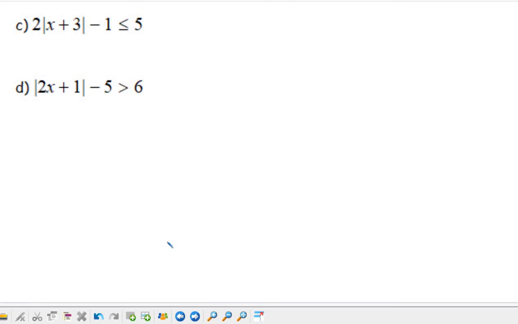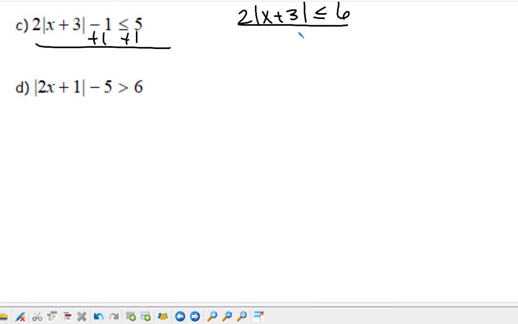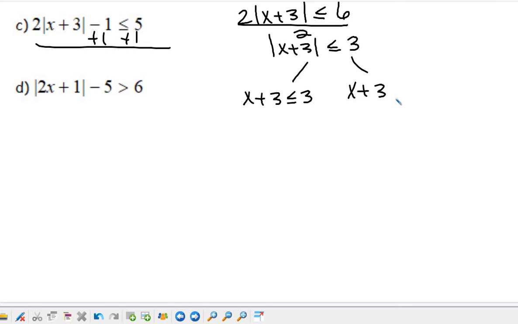So absolute value inequalities work very similar. So the first thing we have to do is get our absolute value isolated. So I'm going to add 1. So I have 2 times the absolute value of x plus 3 is less than or equal to 6. Divide by 2. So I have the absolute value of x plus 3 is less than or equal to 3. So I write exactly what I see, just like equations. On the other side, remember when I flip the sign, I flip the sign. So this 3 becomes a negative 3, and I'm going to flip my inequality.